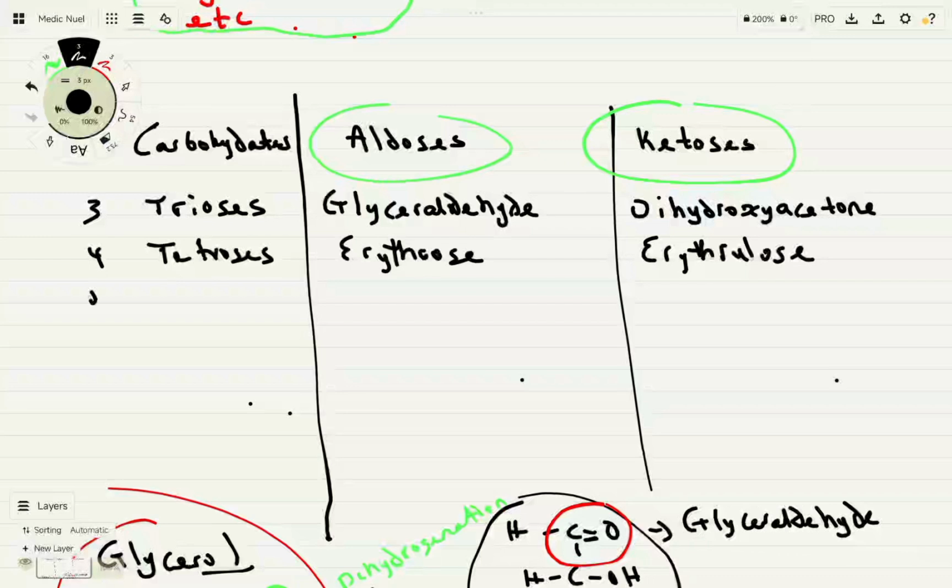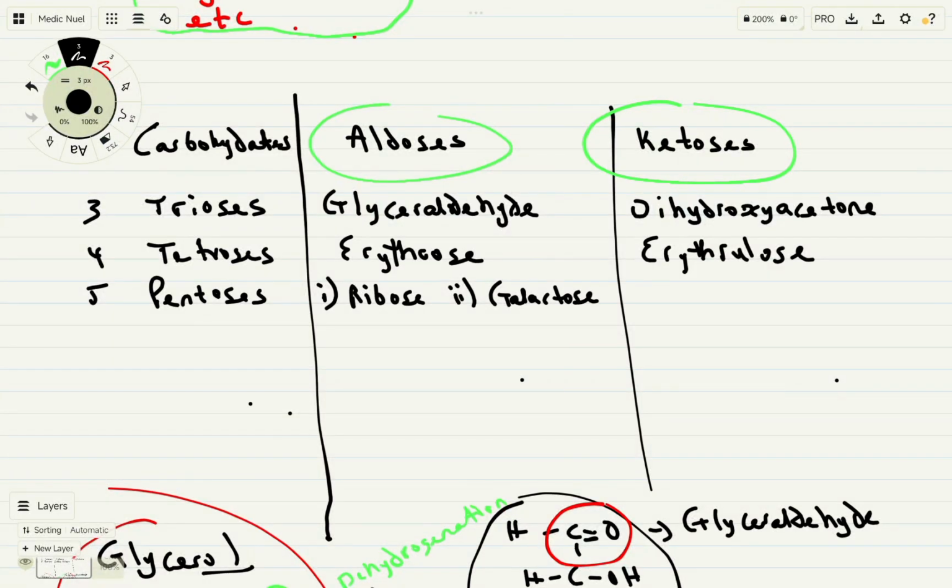Now for 5, we have pentoses, and here it's a little bit different. We have ribose, we have galactose, sorry, I made a mistake. So we have ribose, we have xylose, and we have the third one, arabinose.